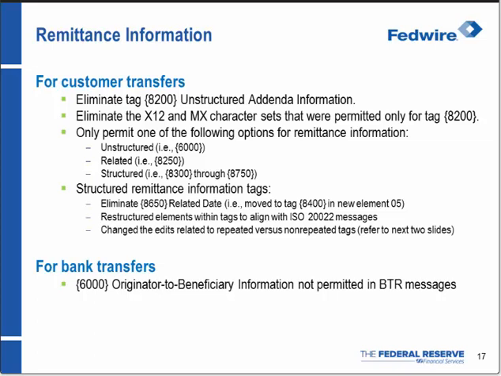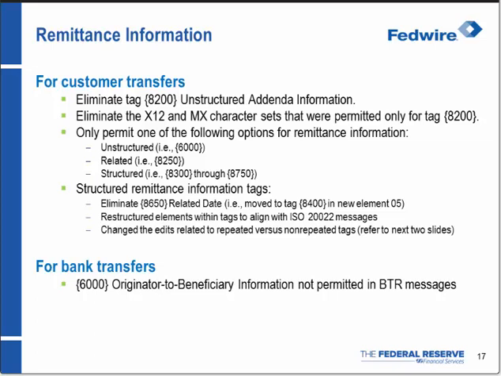For remittance information, we are making some changes. For customer transfers, we're eliminating tag 8200, which is called unstructured addenda information. This is the tag that we have today that's 9,000 characters, and it can support either free text or other remittance formats. As an example, the STP 820 can be put into this field. And it's really not being used today.